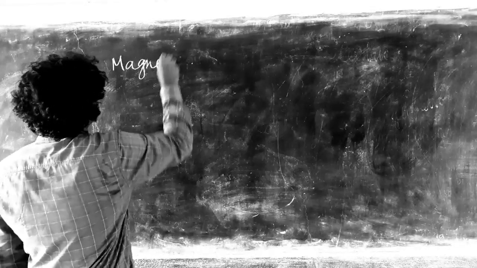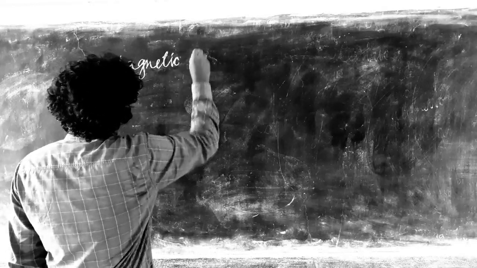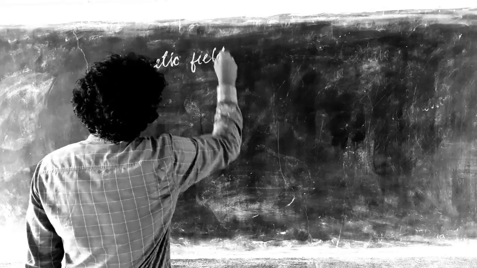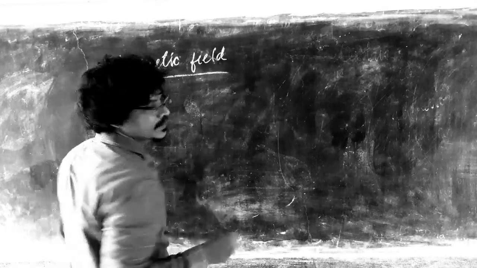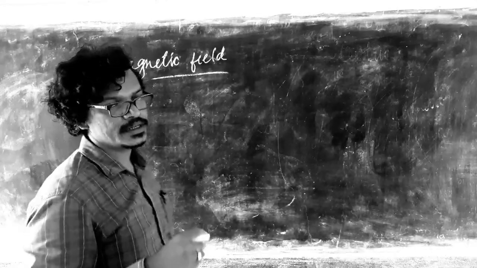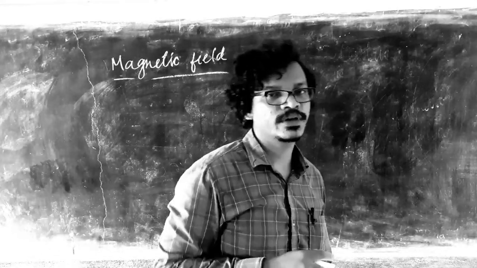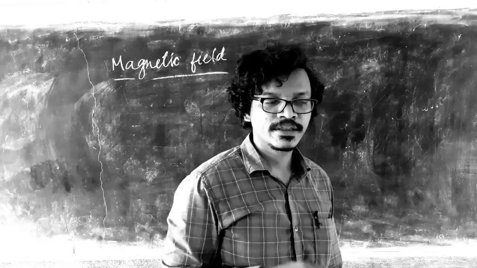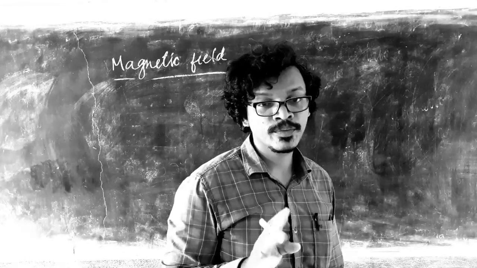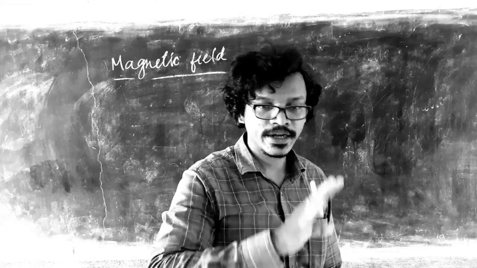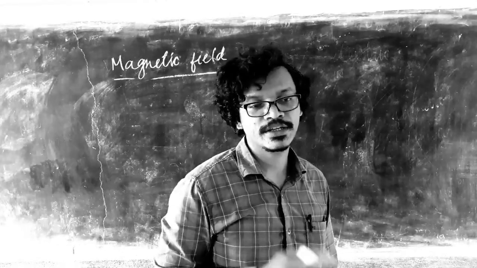What is magnetic field? Magnetic field is the region around the magnet where, whenever another magnet is brought to that region, that magnet will feel magnetic force, and that region is known as magnetic field.